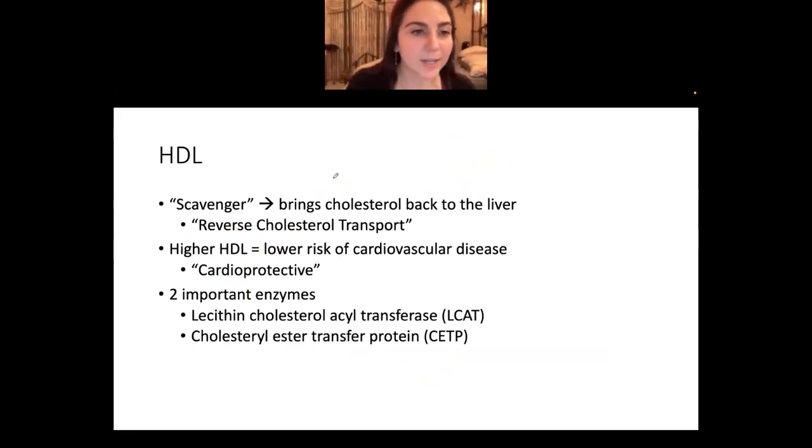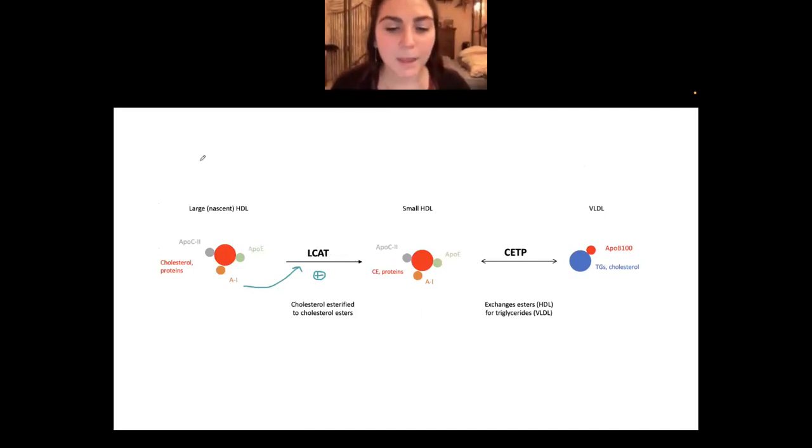So what does HDL do? HDL is a scavenger. It's really good. That's why it's good to have very high HDL, because it scavenges. It goes and finds cholesterol and brings it back to the liver. And it doesn't allow plaques to form, really. So that's why people say the higher HDL you have, the more cardioprotective you are from having a heart attack, because it's trying to stop plaques from even forming, and that's what causes heart attacks. There are two enzymes to know, LCAT and CETP, which we'll talk about now.